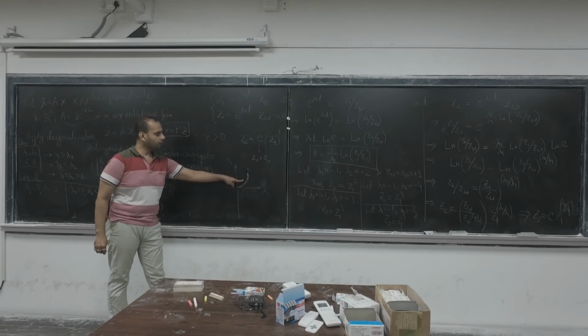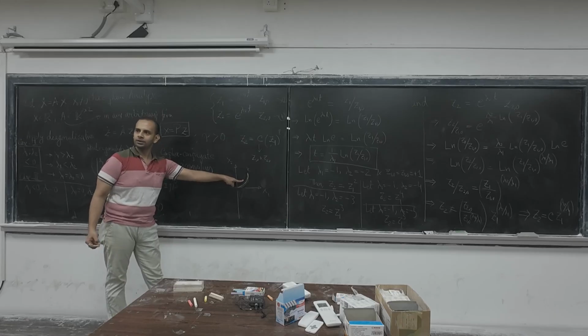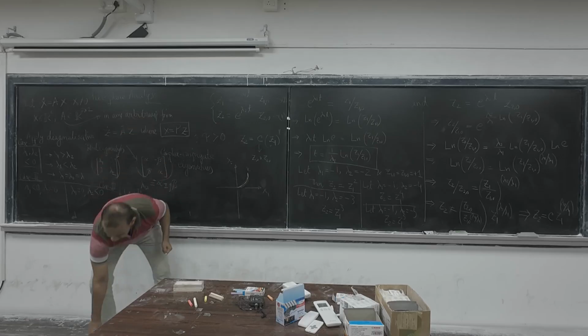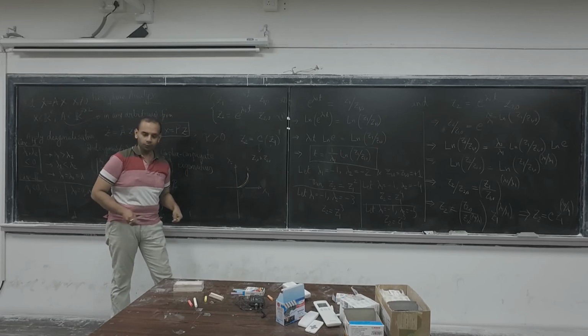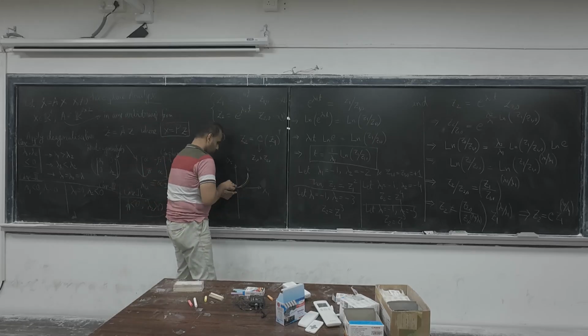So the first one is for z2 equals z1 square. All of you please look at the board. This one I have drawn with the orange colour chalk. The first one is z2 equals z1 square.